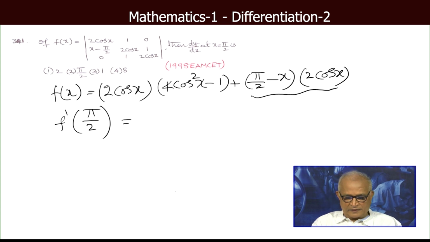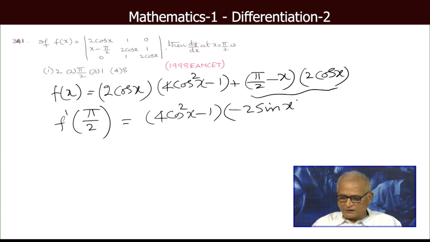Well, this will be 0. Okay, this will be 0 and therefore 2 cos x times its derivative need not be written. So, 4 cos square x minus 1 into derivative of 2 cos x, which is minus 2 sin x, at x equal to pi by 2. When x equal to pi by 2, this is 0. So, this is plus 2.